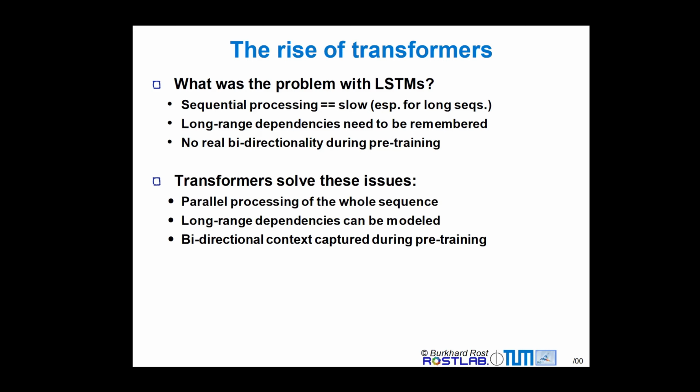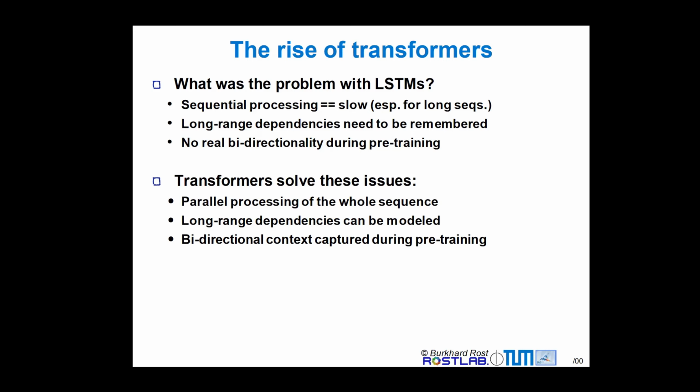You really have to, in fact, absorb one token at a time, feed it through your LSTM, produce some hidden state, and this hidden state can then be fed as an input to the next time step. So this gets super slow for longer sequences. If you have a protein of length 1,000, then this already gets super slow. The problem is also that long range dependencies need to be remembered.